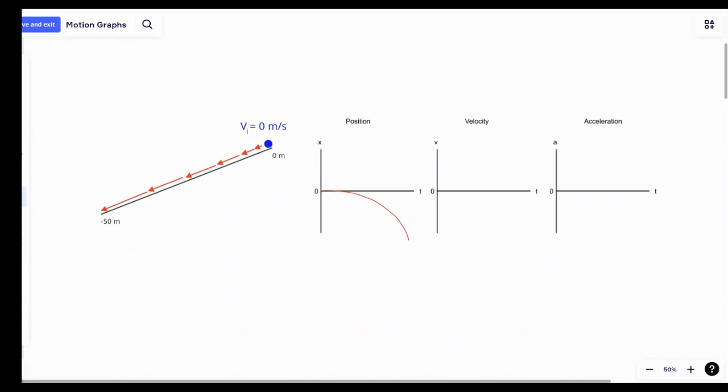Okay? Now it's gaining velocity, but it's gaining it in the negative direction. So it starts at 0 and it gains it at a constant rate. So that's what that would look like, linear for the velocity time graph. And then for the acceleration, because it's gaining speed in the negative direction, straight line like that. Okay.